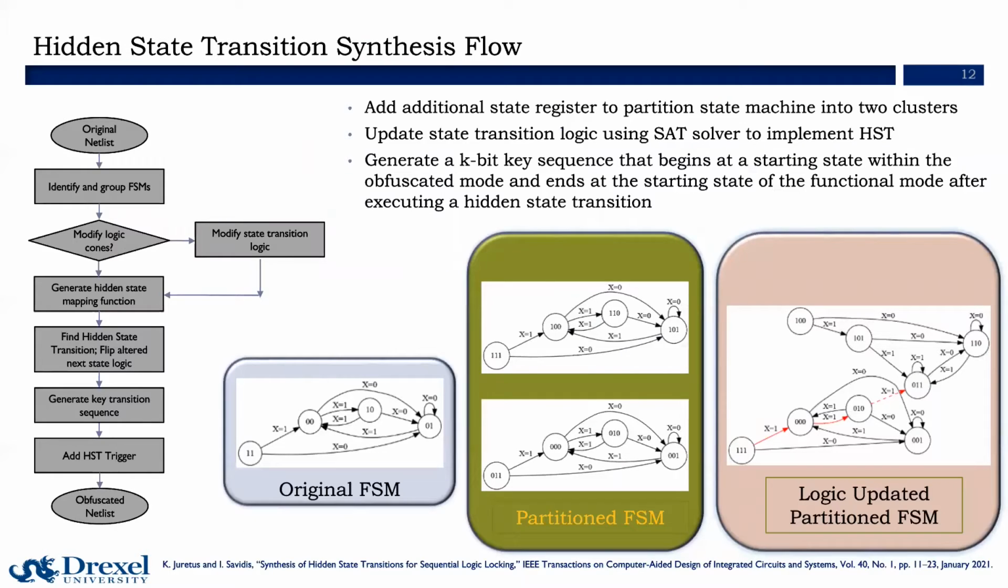This setup is leveraged to create a hidden state transition synthesis flow. Here, first an original FSM is partitioned into 2 by adding an additional state register. Then a SAT solver-based logic modification is done to accommodate the hidden state transition. With this synthesis, a k-bit key sequence is generated, which starts from the starting state of the obfuscated mode to the starting state of the hidden state transition. Then the glitch is triggered to transition to functional mode.